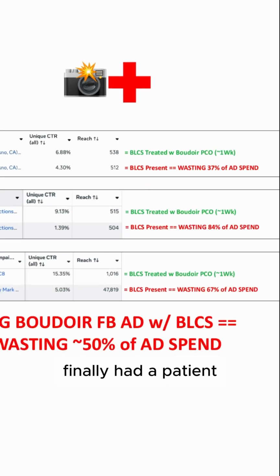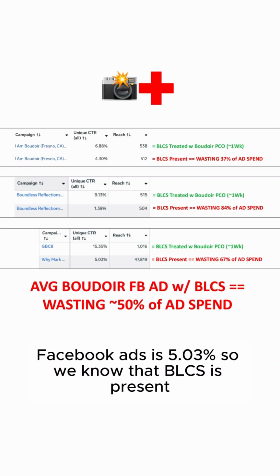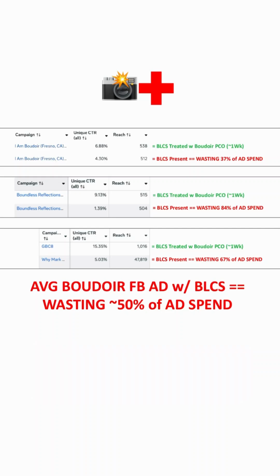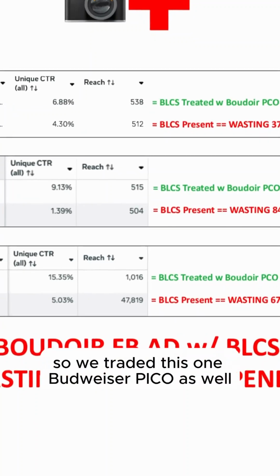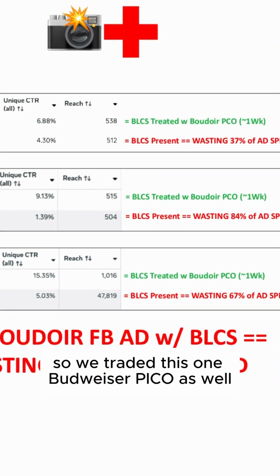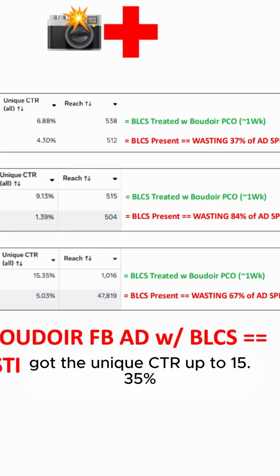Finally, had a patient whose unique CTR of his Boudoir Facebook ads is 5.03%. So we know that BLCS is present. When unique CTR is under 6%, that's Boudoir low click syndrome. So we treated this one with Boudoir Pico as well. Did really good with this. Took about a week. Got the unique CTR up to 15.35%.